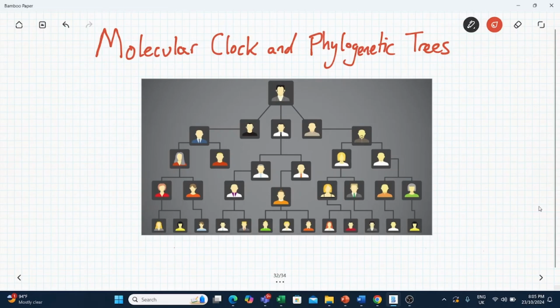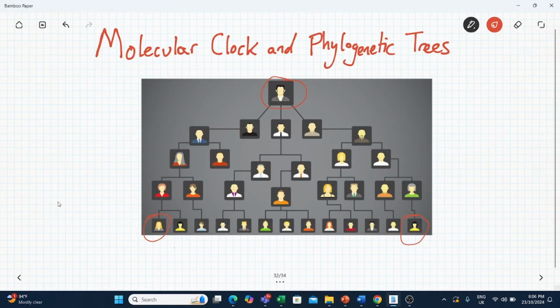Now here we have a family tree and it shows humans, but imagine it could be any organism. And we've got related organisms all the way down here. So you've got this organism and this organism. And suppose we knew it was related to this common ancestor. We knew how long ago that common ancestor lived.